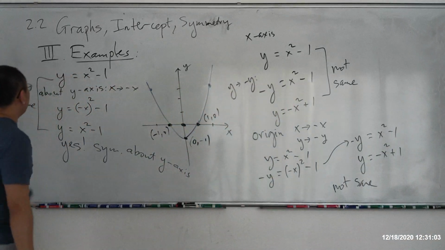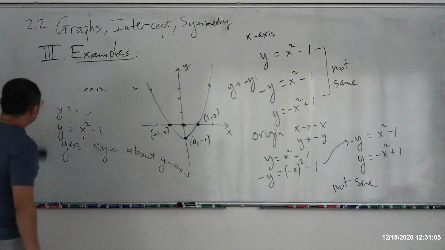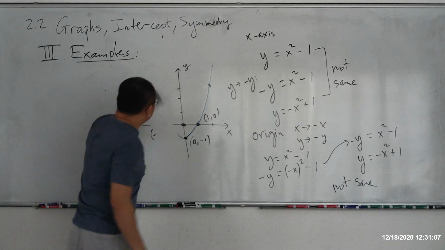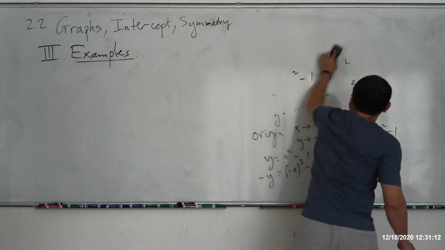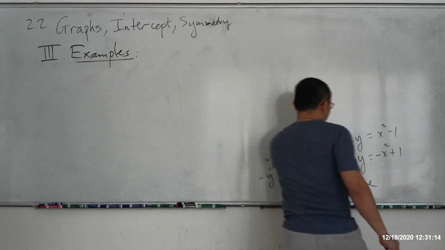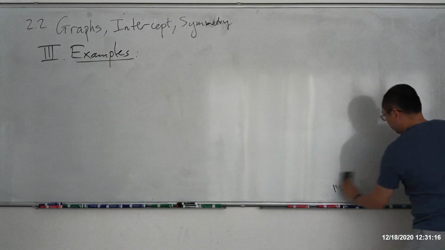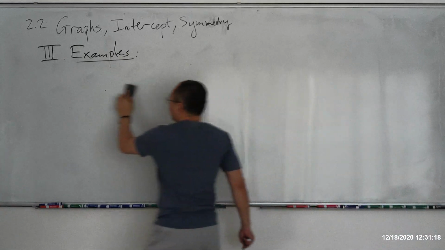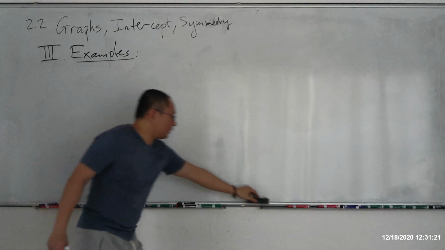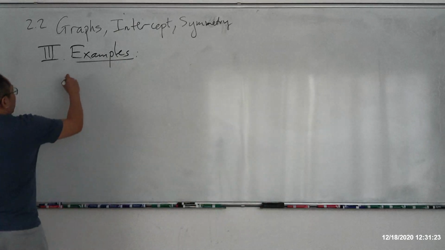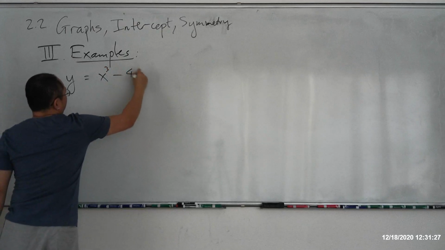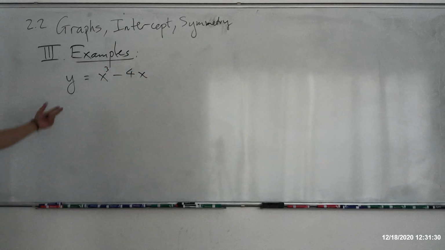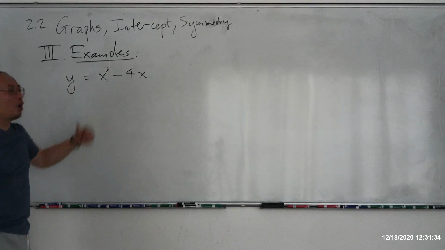Okay? Let me show you another example. How about this? y equals x cubed minus 4x. By the way, this x cubed, later on we're going to call it the cubic function, or a polynomial of degree 3.